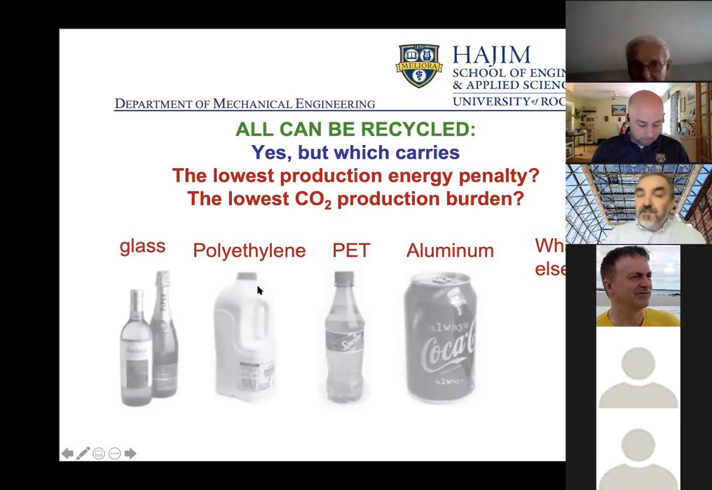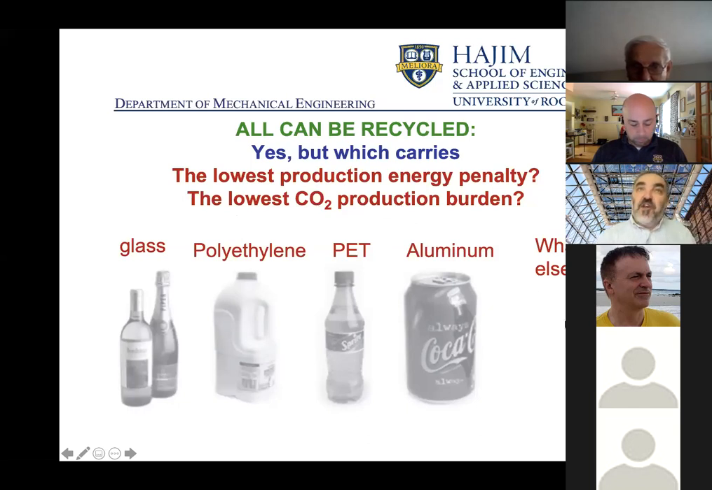But milk often is in polyethylene, those white plastic containers. Soda in PET, polyethylene terephthalate kind of containers. If it's soda or beer for that matter, sometimes even wine in aluminum containers. Therefore, the question is, from all these possible containers, which has the lowest production energy penalty? Which is the most beneficial for the environment? And from the sustainability point of view, which of the four has the lowest CO2 production burden?